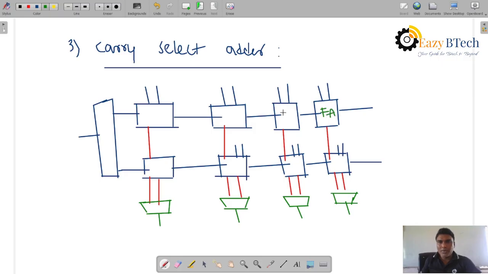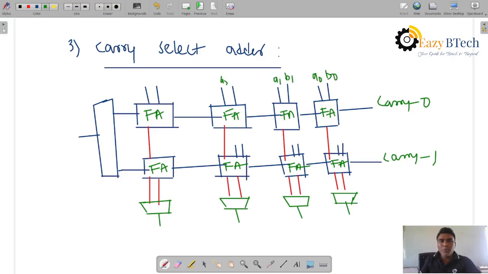Okay, let me see this one. This is a full adder circuit, this is a full adder circuit, this is a full adder circuit. Three inputs are here. This is also a full adder circuit. So carry is zero, carry one. Carry zero, carry one. So this is A0, B0, A1, B1, A2, B2, and A3, B3. So it is C out, a carry zero output and a carry one output. So this is the carry out.